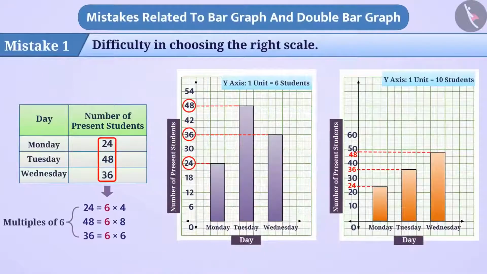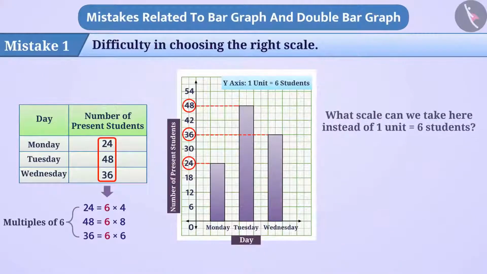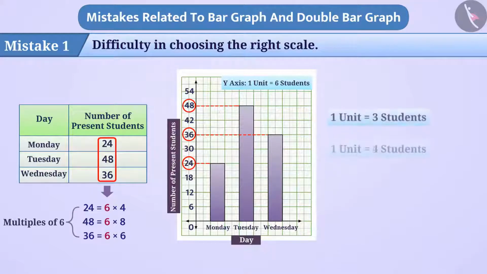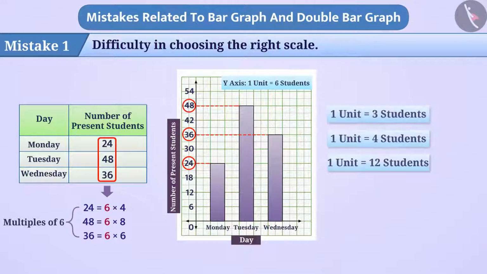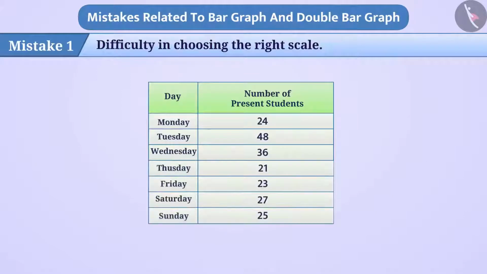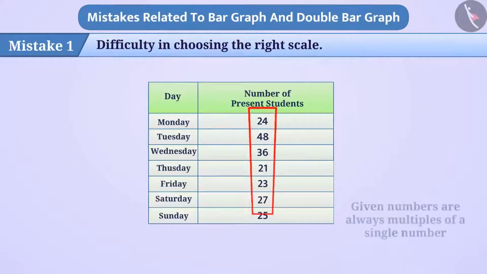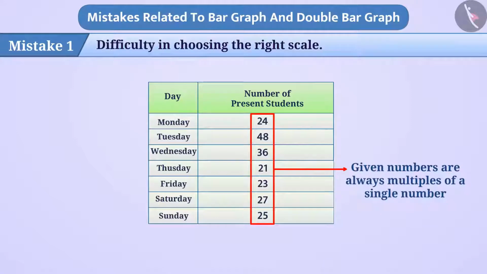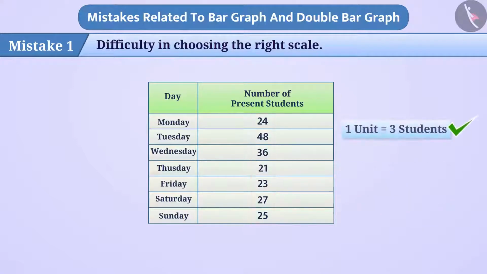Can you tell what scale can we take here instead of 1 unit is equal to 6 students? Think. We can also take this scale as 1 unit is equal to 3, 4 or 12 students. Actually, it is not necessary that the given numbers are always multiples of a single number. In such a situation, we choose the scale that allows us to represent more and more numbers.